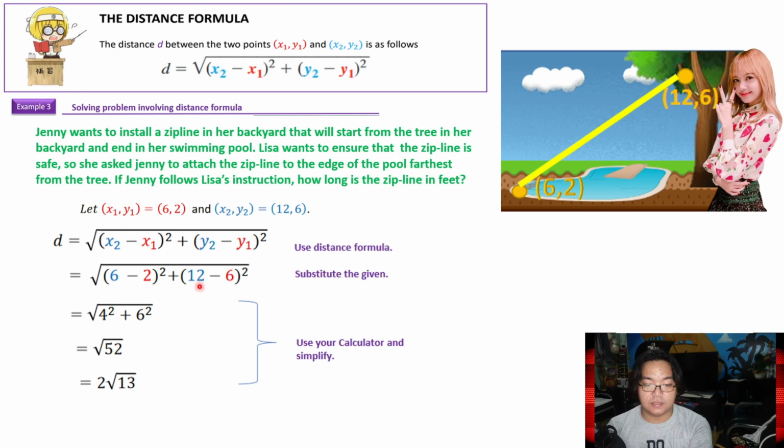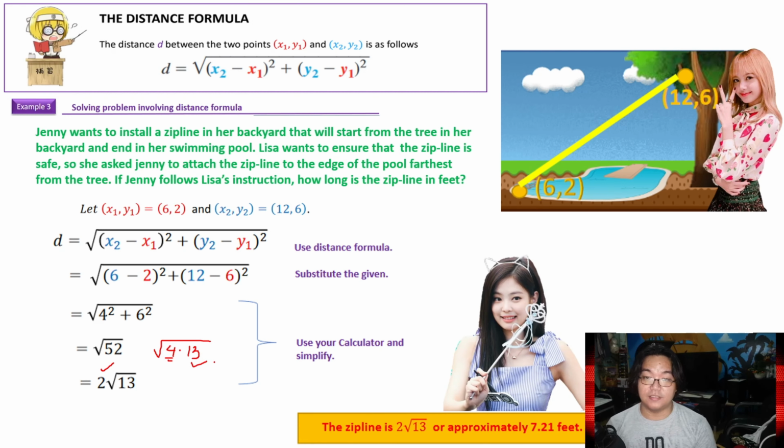16 plus 36 is 52, and the square root of 52 can still be simplified as 2 square root of 13. If you want to recall how to do that, we can factor 52 as 4 times 13, and the square root of 4 gives you 2, and the square root of 13 is still the square root of 13. So 2 square root of 13. Therefore, the zipline is 2 square root of 13, or approximately 7.21 feet.